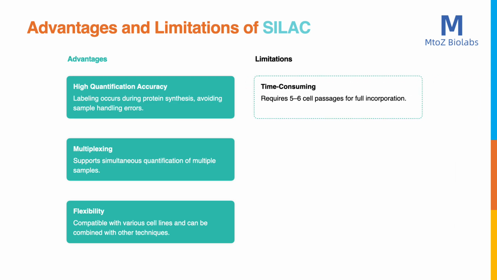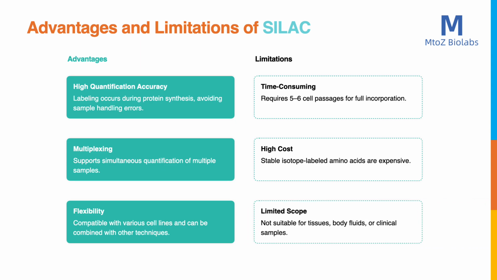However, there are some limitations. First, the process is time-consuming, as cells require 5 to 6 passages to ensure complete amino acid replacement, making the labeling process lengthy. Second, it is costly, as stable isotope-labeled amino acids are expensive, which may be a budgetary concern. Finally, SILAC is currently limited to conventional cultured cell lines and cannot be directly applied to tissue, body fluid, or clinical samples for quantitative analysis.